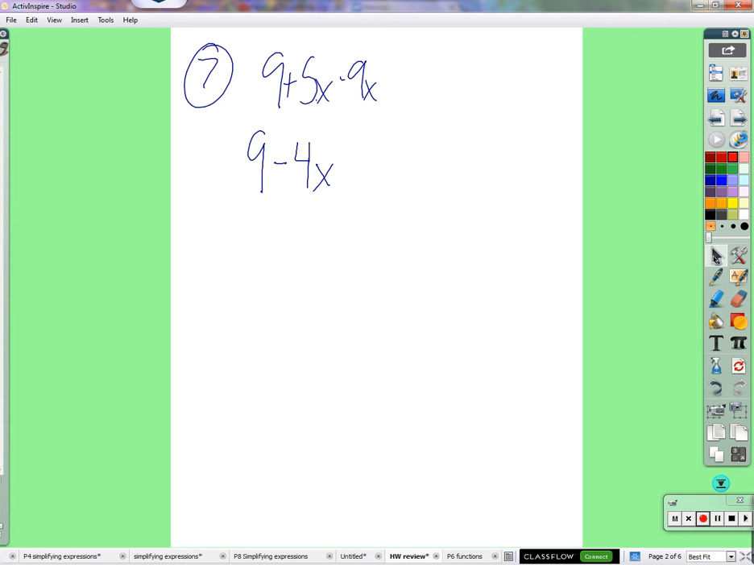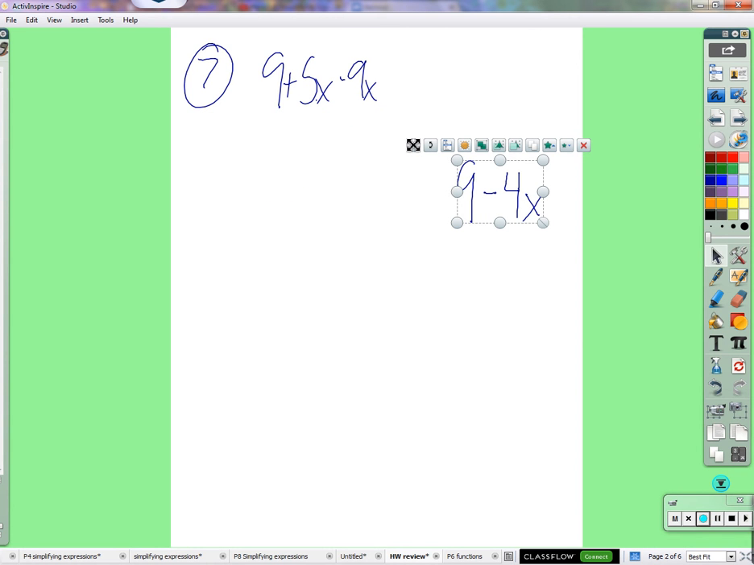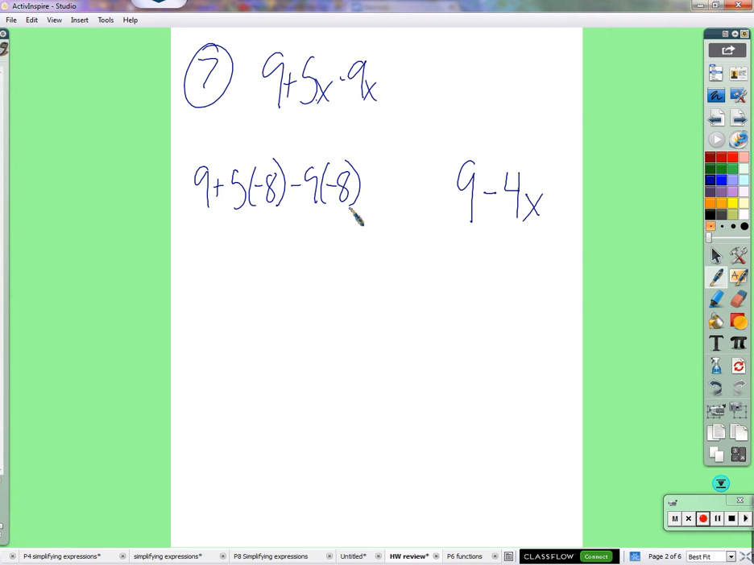Okay. So now let's look at both rounds of plugging things in for x. That number for number 7 was negative 8. I'll plug negative 8 in for this x. So that's 9 plus 5 times negative 8 minus 9 times negative 8. I like to use parentheses, especially with negatives. That keeps things pretty straight. What's 5 times negative 8? Negative 40. I guess I didn't even put plus; I could have just said minus 40. It's the same thing. Negative 9 times negative 8: a negative times a negative is a positive 72.